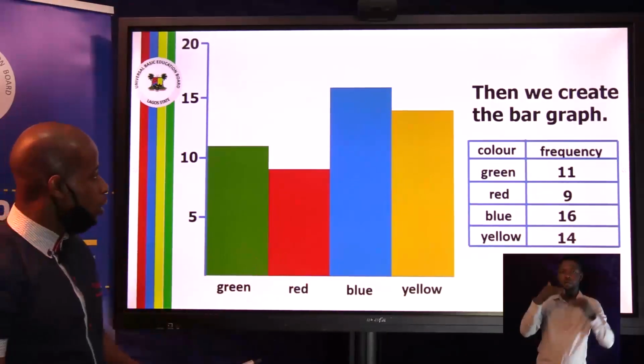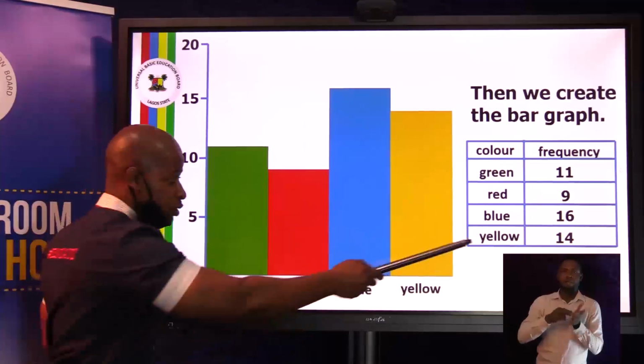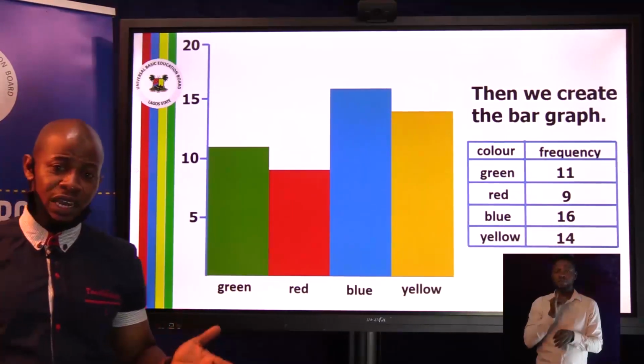Now look at the yellow bar. The yellow bar stops just before 15, and that means that there are 14 yellow balls. So my friend, you see that it is very easy.